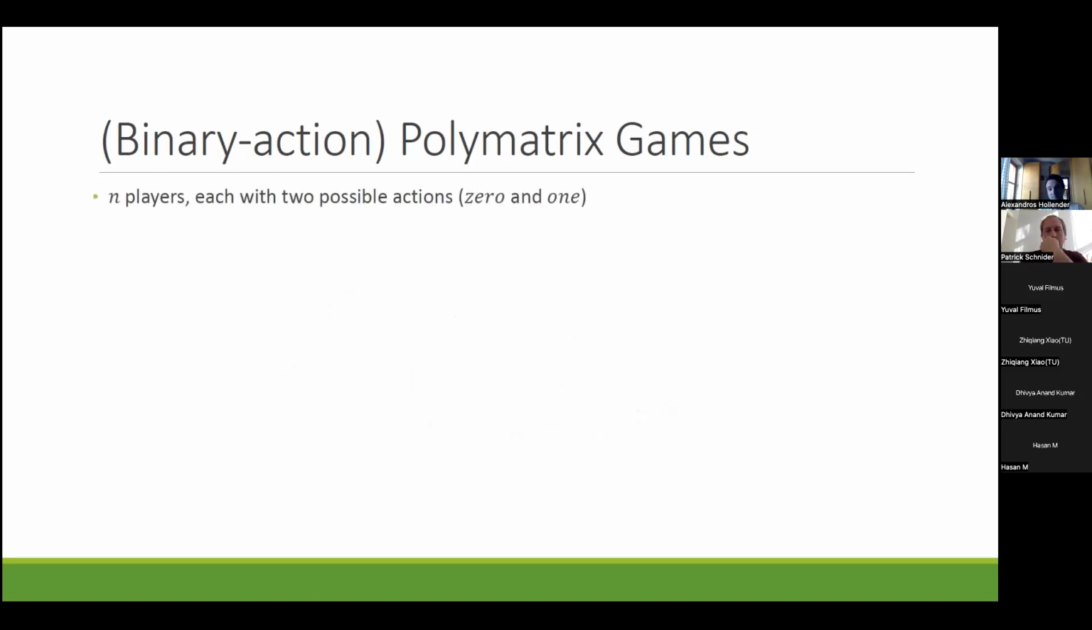So a polymatrix game is a game with many players, n players, and we're going to think of n as being large. And every player, to keep things simple, we'll just say that every player has just two possible actions, which we'll call 0 and 1. So every player just plays one of his two actions, either 0 or 1. And what that means is that the number of outcomes of the game, or also called pure strategy profiles, is 2 to the n, because there's n players, every player has two possible actions that they can take. So overall, there's 2 to the n possible outcomes of the game, if you want to specify what each player does.